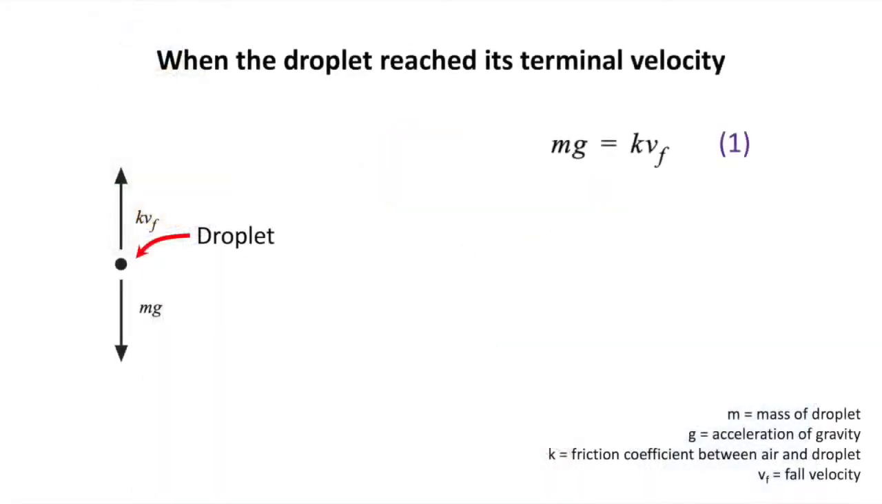Let's start with our happy little oil droplet in a free fall. When this droplet reaches its terminal velocity, which effectively happens in a matter of milliseconds in our experiment, the net forces acting are zero. Therefore, the velocity of fall, Vf, times the coefficient of friction between the air and the drop, k, will be equal to the mass of the drop, m, times the acceleration of gravity.